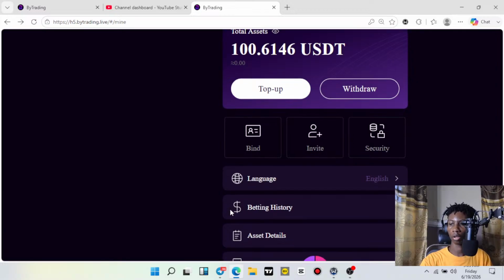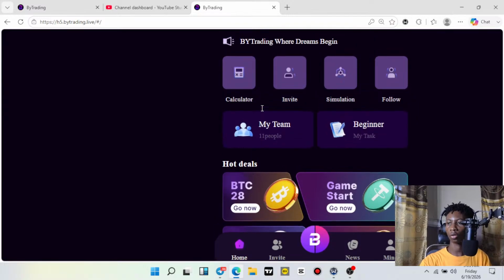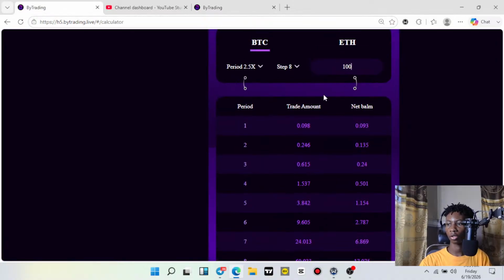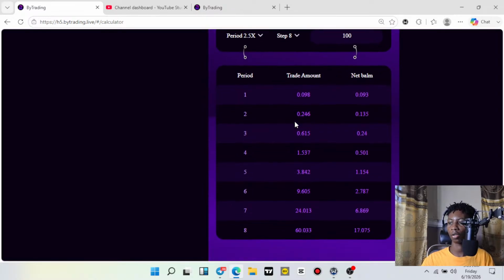I'll be showing you guys how to now trade on the platform, and also how to make use of this calculator phrase. All you have to do is click on this calculator phrase. Once you click on it, it will bring you to a section like this. If you follow this calculator phrase and everything goes wrong at this 8th phrase, you are going to get a 100% compensation fee. So that's why I said it's a risk-free platform.